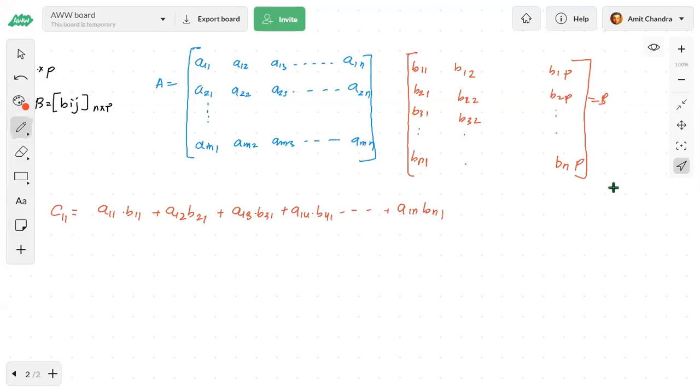Similarly, if I write C12, that means the second element. So the second element will be this C12: A11 into B12 plus A12 into B22 plus A13 into B32 and so on till A1n into Bn2. Right? And similarly, I can write all the other elements.